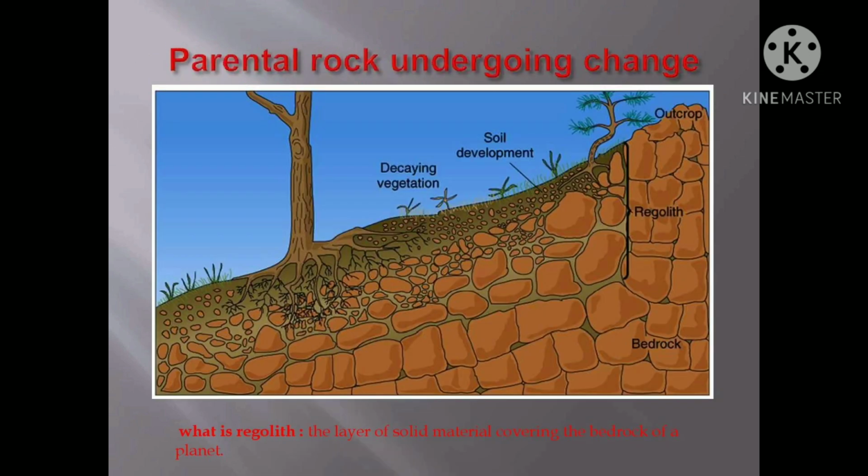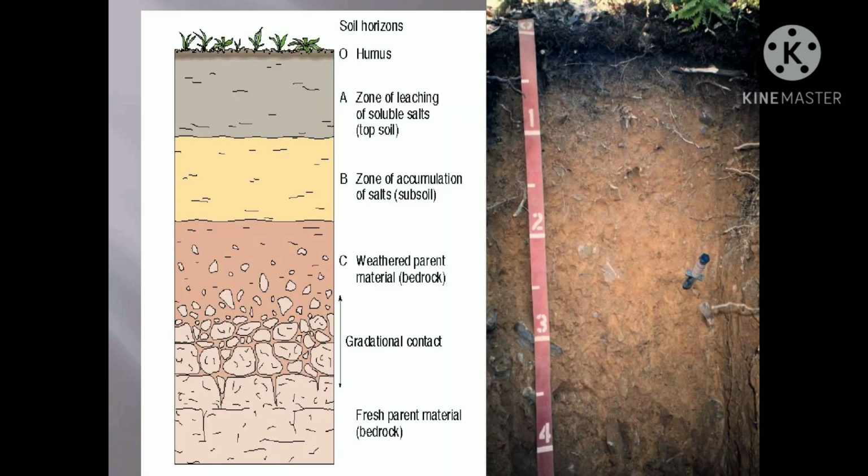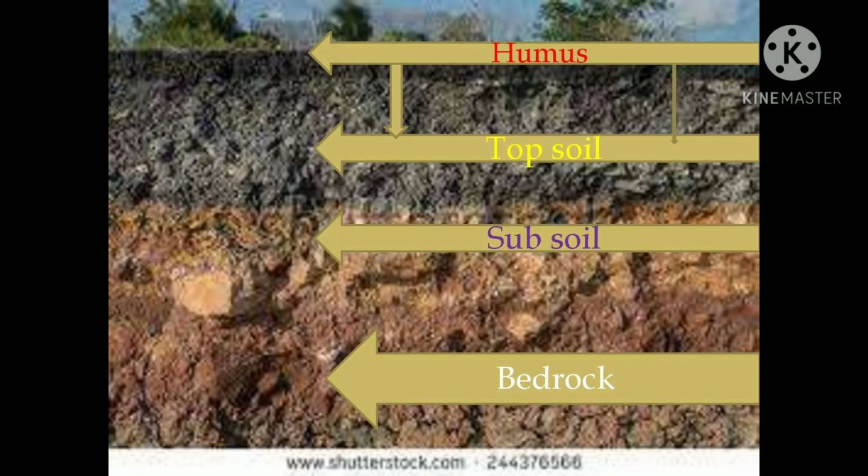Here we can see that soil development is done, and here the bedrock is situated down below, and the decaying vegetation is over there. And here are the soil horizons. O is humus, A is the zone of leaching of soluble salts, B is accumulation of salt, the subsoil, C is the bedrock, and down below is the bedrock C. The C is the parent bed material, the D is the fresh parent material.